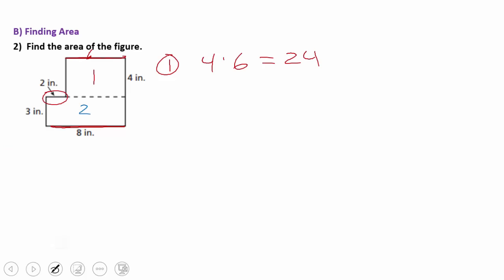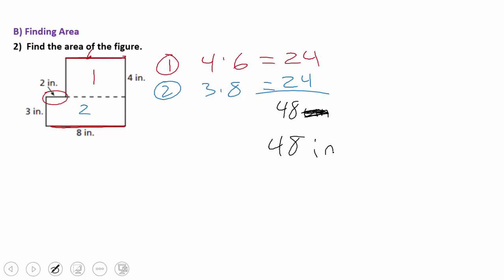Going to my second one, they just give it to me right away. That's 3 times 8, and that gives me another 24. Add them up and get a total of 48. Not units anymore, they tell us what the units are. That's 48 inches squared for that composite figure.